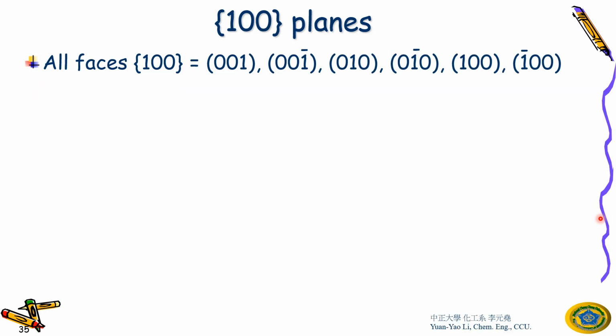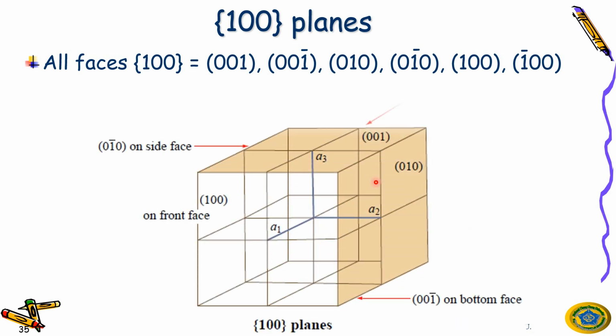Okay, so I hope you understand. So let's say, how many members are in the family for the {100}? How many members? 100 means what? 100 means this face. This is 1, right? Face. And then there are 6 faces in a cube. So there are 6 members in the family.